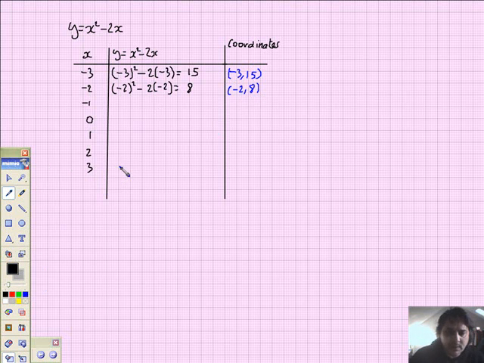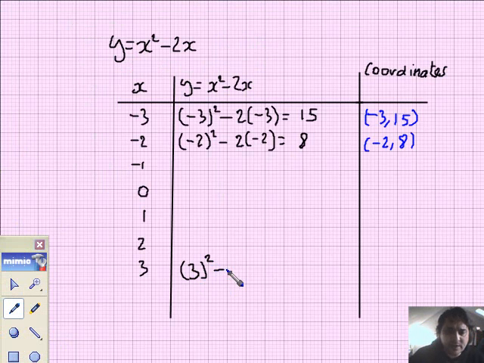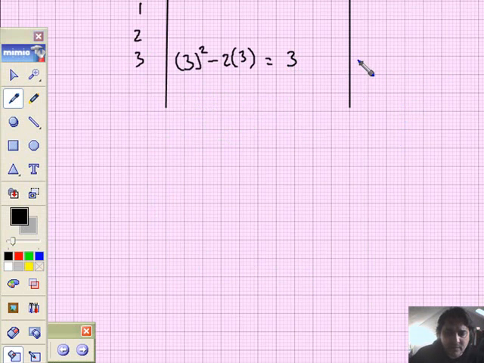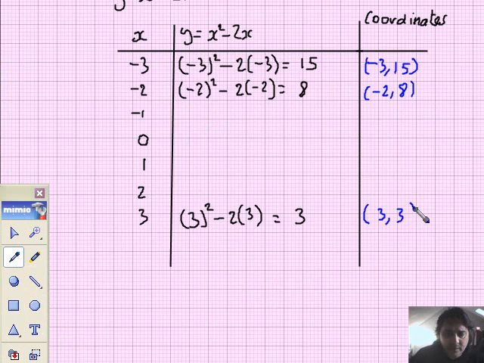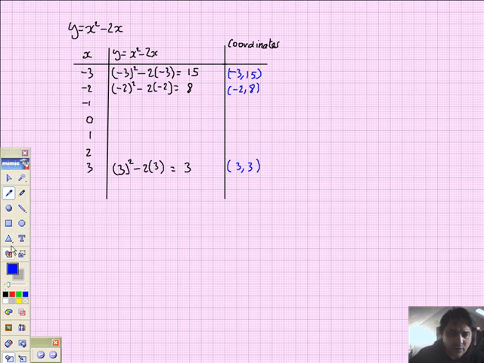Just do this one. I've got 3, let's put it in the brackets so it's consistent. 3 squared, take away 2 lots of 3. Well, 3 squared is 9. Minus 2 times 3 is minus 6. So 9 take away 6 is going to be 3. So I've created the coordinate 3, 3. Is that alright? So what I'm going to do is pause there and fill up the rest and get back to you.